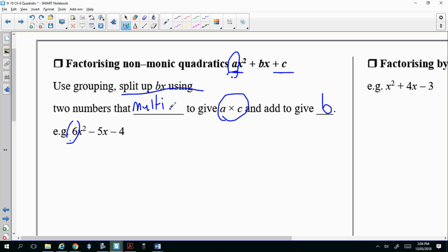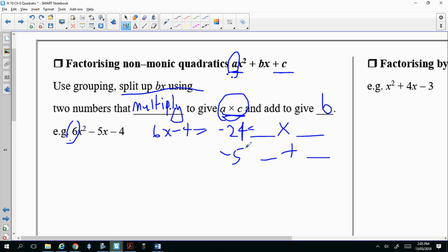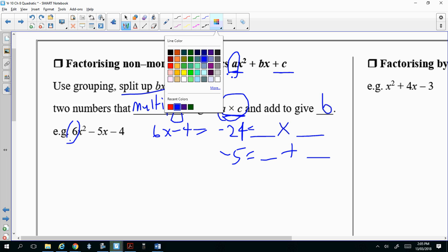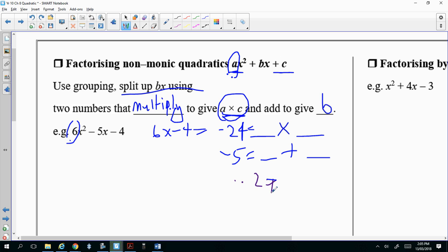So what you do is a times c. So you have to go 6 times -4 equals -24. And find two numbers which multiply to get -24, but add to get the b, which is -5. So what are they? Again, you list the numbers. The numbers are -1, start with 1, then increase the next one, which is 12.